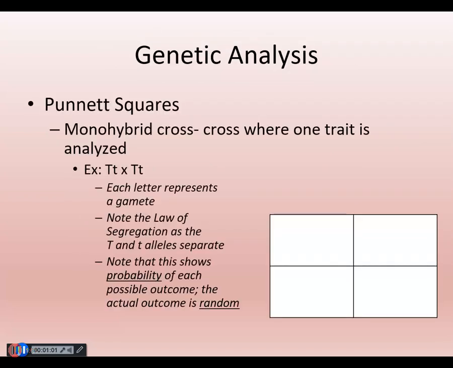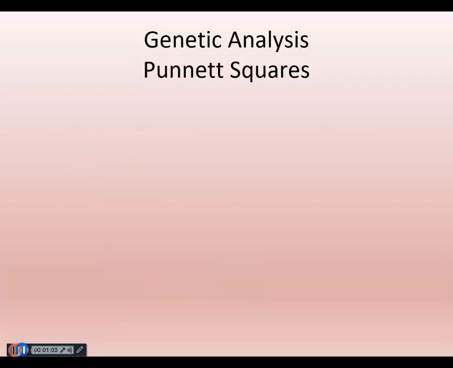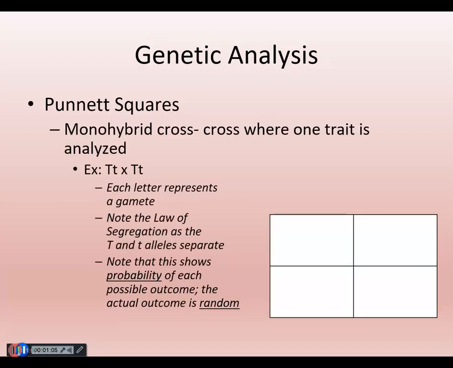All right, so the first thing to do is talk about Punnett squares, and they're a really helpful way to try to keep track of alleles and predict the outcome of some cross. And the one important thing to remember is that this is just a prediction, a probability based on math. And the actual outcome is random.